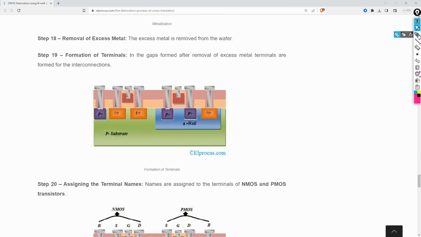Okay. Now, so what is this base thing? So we talked about it, right? So P substrate. Now P substrate, on that we actually manufacture. Now if you look at this, this is your P substrate.